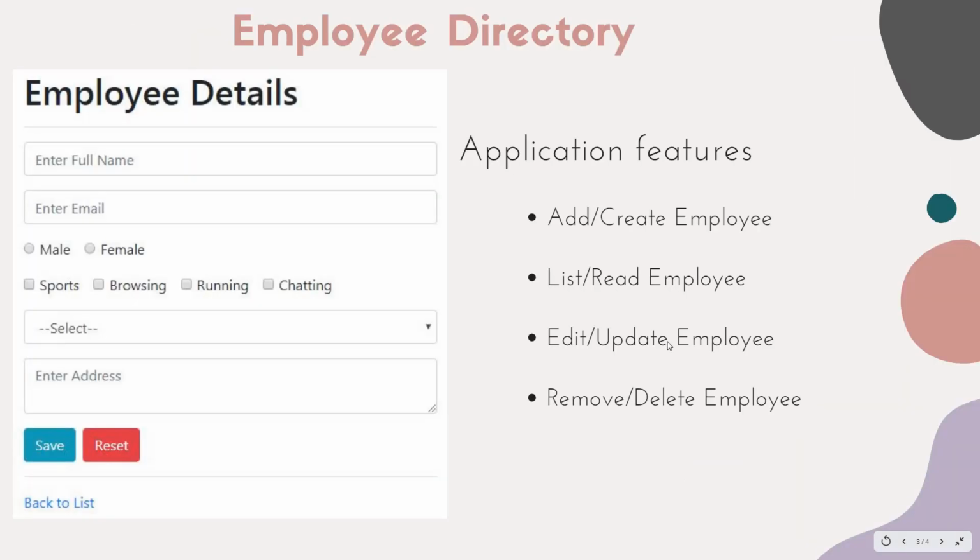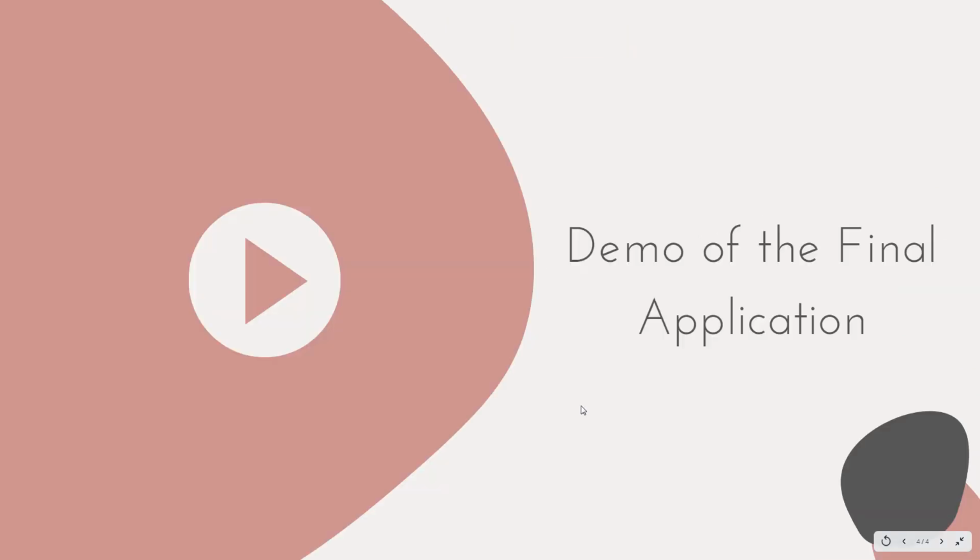So in this video course, we are going to build an employee directory application. If we talk about the application features, the user can add an employee, list employees, read an employee, update an employee and delete an employee. So these are called CRUD operations: create, read, update, and delete. The user can enter the first name, last name, email address, gender, and hobbies, and he can select the place, and he can enter the address, and he can store the data to the database. So then what are we waiting for?